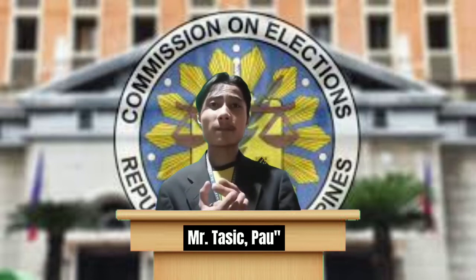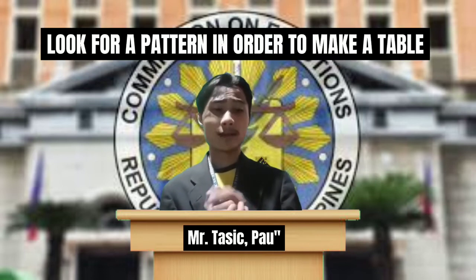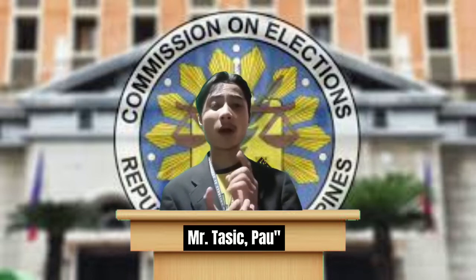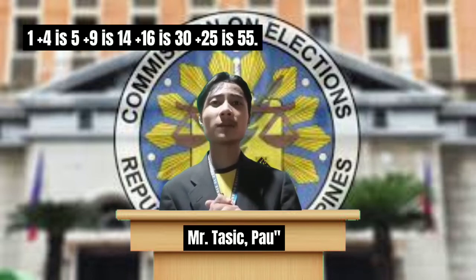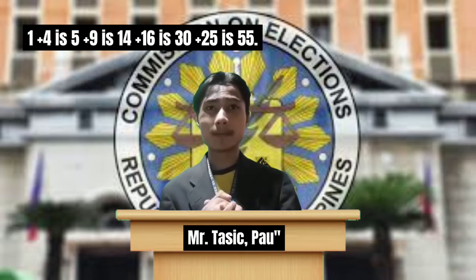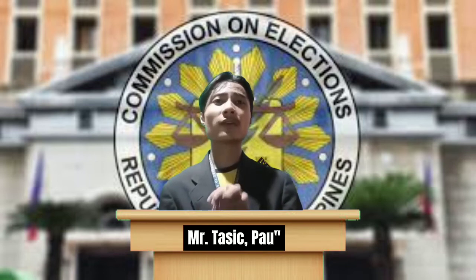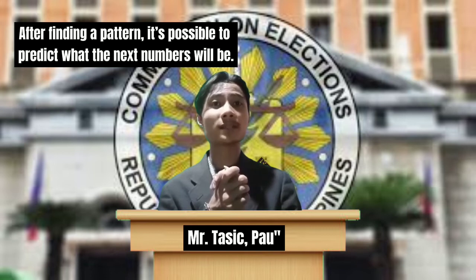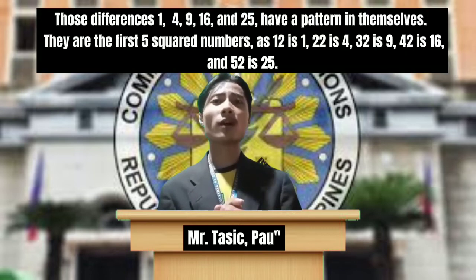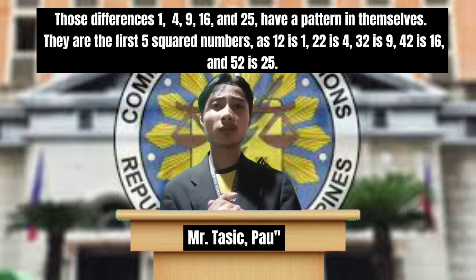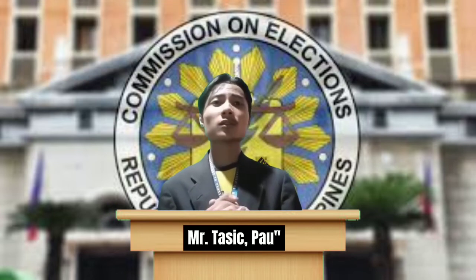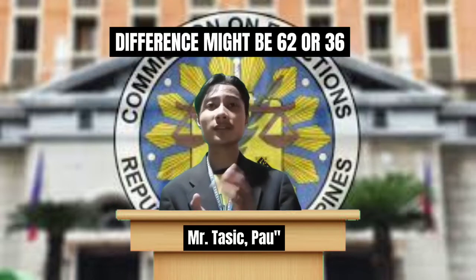The first step in looking for a pattern is to make a table showing the relationships that are there. 1 plus 4 is 5, plus 9 is 14, plus 16 is 30, plus 25 is 55. So the numbers aren't the same distance from one another. After finding a pattern, it's possible to predict what the next numbers will be. Those differences, 1, 4, 9, 16, and 25, have a pattern in themselves. They are the first 5 squared numbers: 1² is 1, 2² is 4, 3² is 9, 4² is 16, and 5² is 25. So the next difference might be 6², or 36.